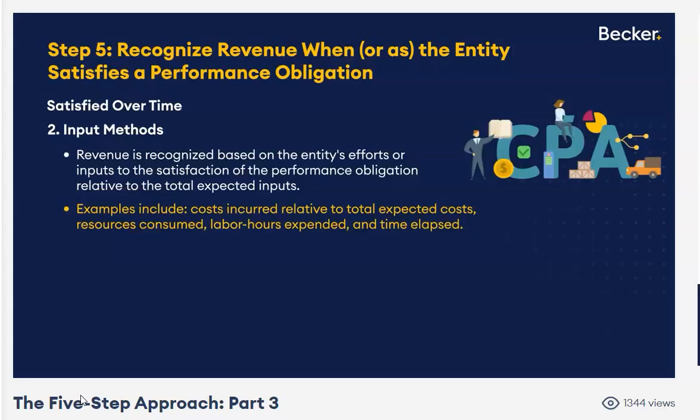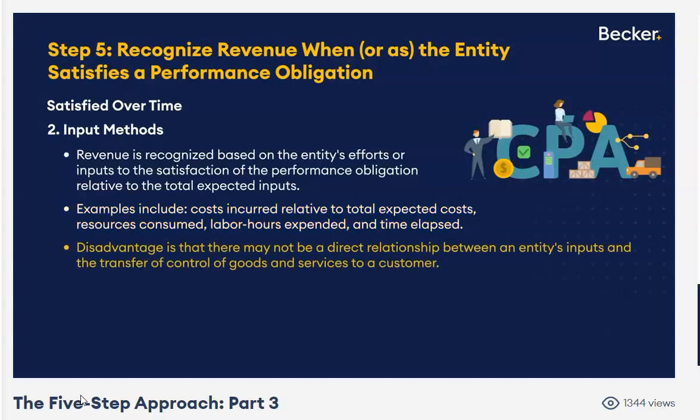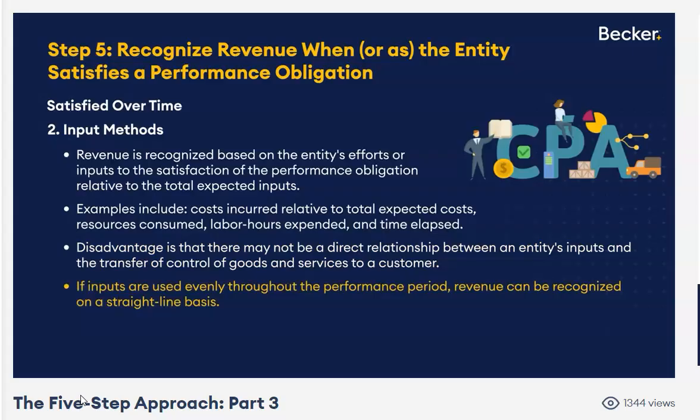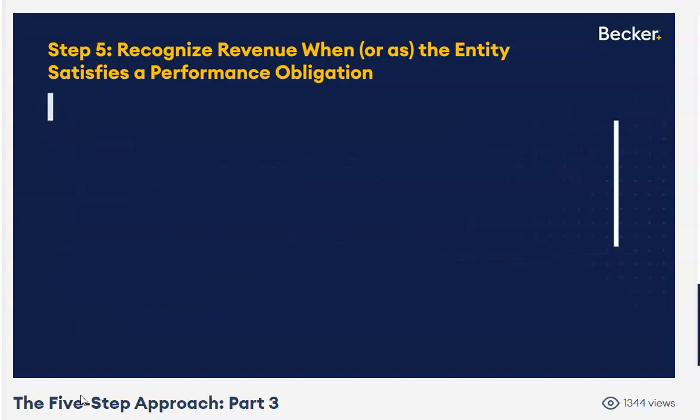Well, in that case, that would be the inputs method, where every single day they've had one more chance to use it. Now, the disadvantage of the inputs method is that there may be no direct relationship. And therefore, if inputs are used evenly, like monthly, then straight line might be the best way to do it.